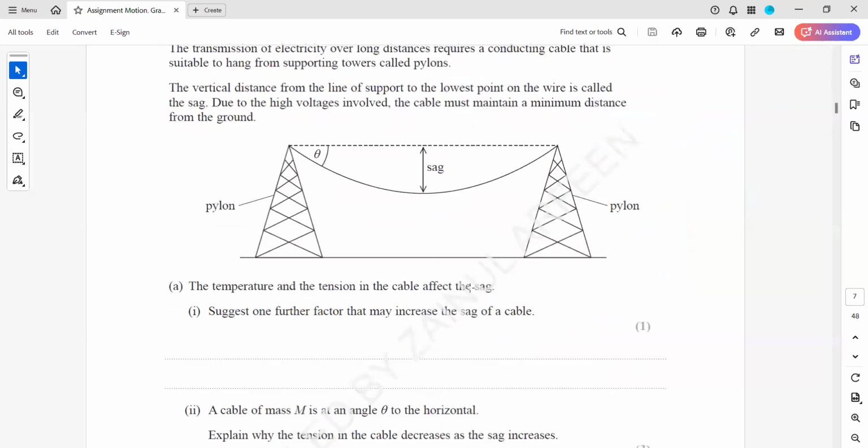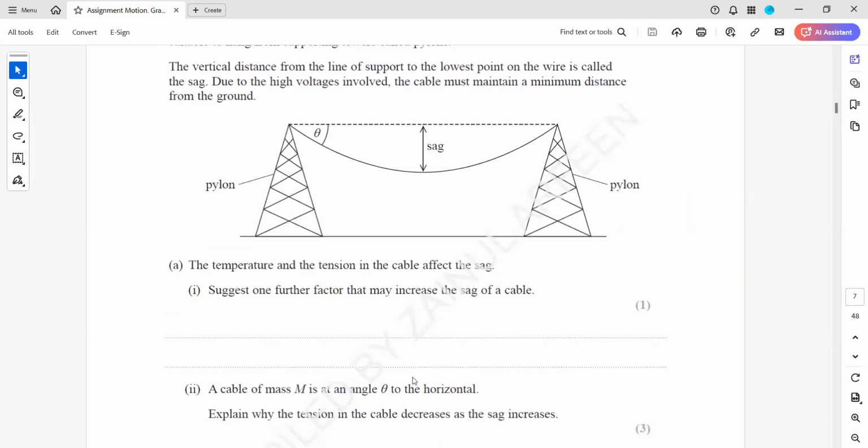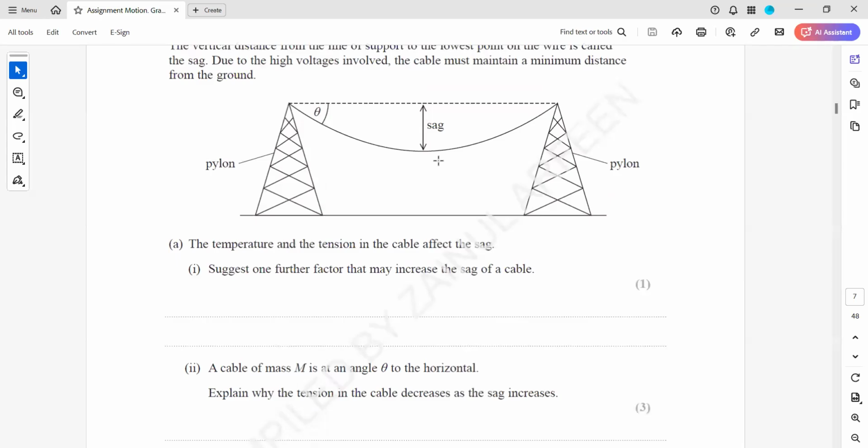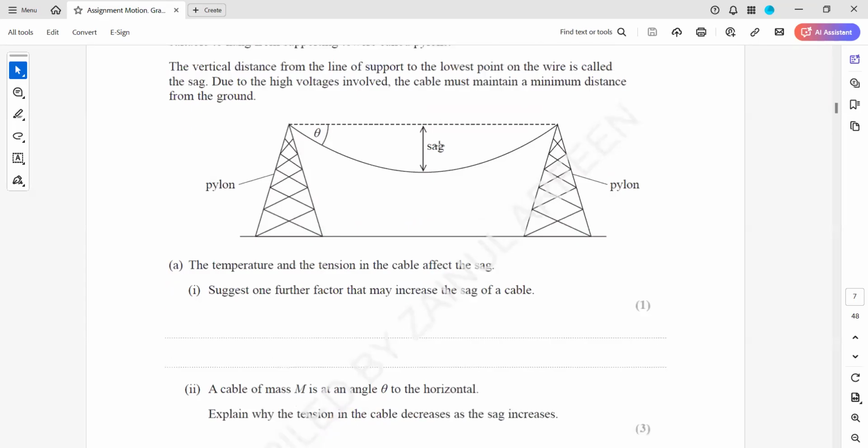In question 8, any doubt? 8 part 2. Suggest one further factor that may increase the sag of the cable. Temperature is one, and tension can affect the sag. What else? The spacing between the pylons. If we change the spacing between the pylons, the sag will also change. Like if we reduce the spacing, if the pylons are closer, then it will have a greater sag.